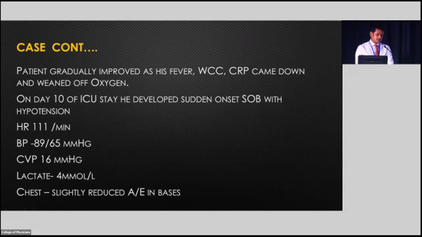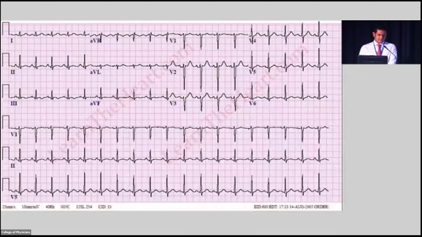So now, treated the sepsis, the patient gradually improved as his fever, WBC, and CRP came down and oxygen was weaned off. On day 10 of the ICU, he developed sudden onset shortness of breath with hypotension. He's now tachycardic, again hypotensive. CVP is around 16, lactate is 4, which is elevated. Chest X-ray shows slightly reduced air entry in the base. This is the ECG.